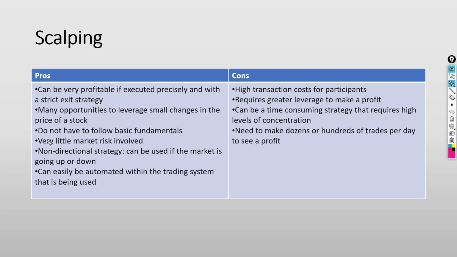So there is very little market risk involved. What we're saying is that they do not get so much risk from the market. In case the market changes, for them the changes have already happened within their trading systems and they have already exited those trades. No direction strategy can be used if the market is going up or down. So we are saying that they do not follow a specific strategy for following a direction. Their strategy is that they chase the price, in short. So scalpers are normally price chasers. They are there to chase the price. Where the price goes, that's where they go also.